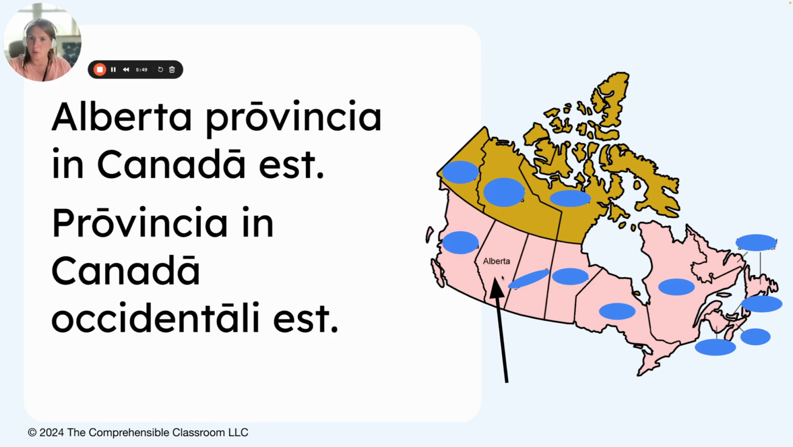Alberta provincia in Canada occidentali est. You can try to say that with me one time and then don't repeat it again. Occidentali. Alberta provincia in Canada occidentali est.